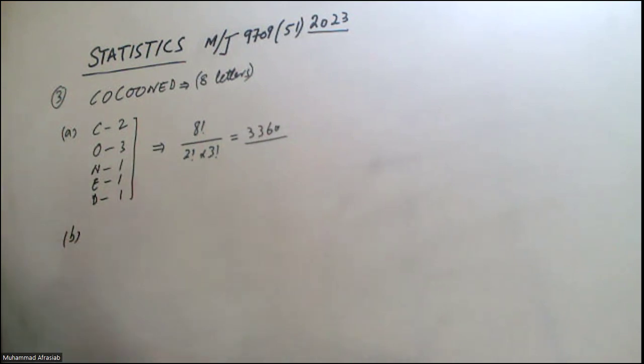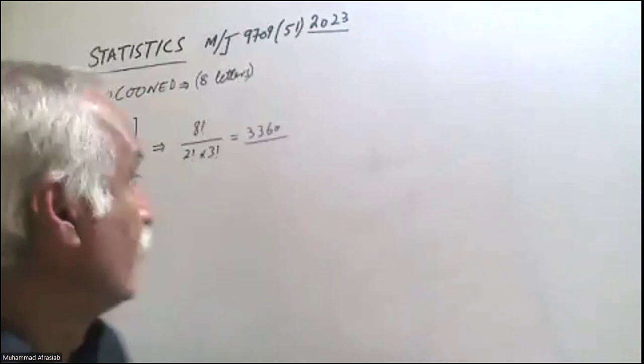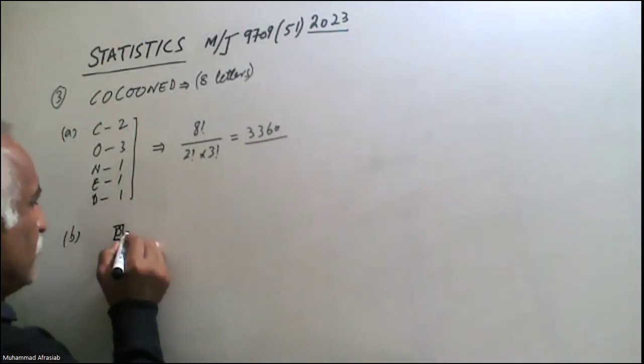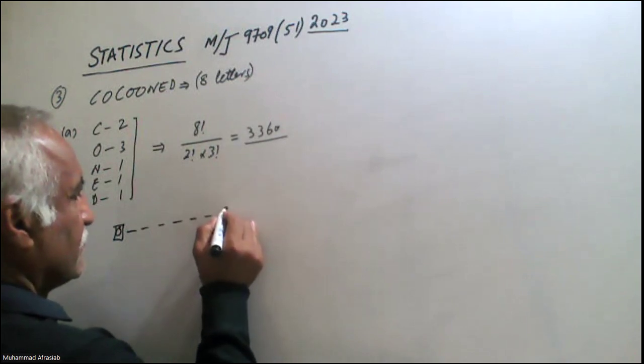Now, part B of this. Find the number of the different arrangements of the 8-letter word coconut, in which the first letter is O and the last letter is N. So they have mentioned conditions that the first letter is O and the last is N. So we can have this arrangement as the first letter O and the last letter N.